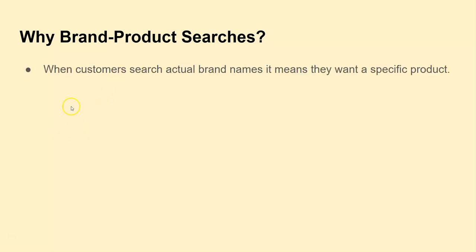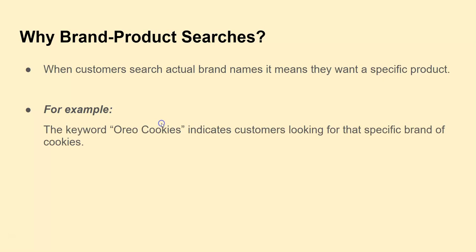Well, the reason why we're interested in these is because when customers search actual brand names, it means that they want a specific product. For example, if a customer searches the keyword Oreo cookies, it indicates that customers are looking for that specific brand of cookies, right? They don't want anything else. This is a very key point. They're not looking for any other cookie. They want Oreo cookies. So it's a very specific search.